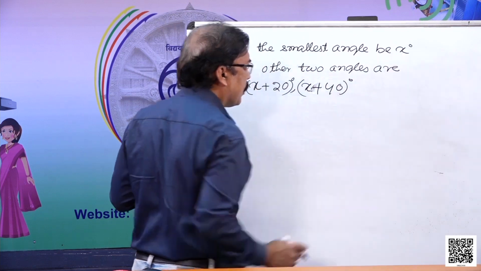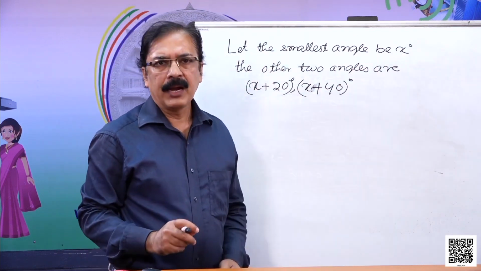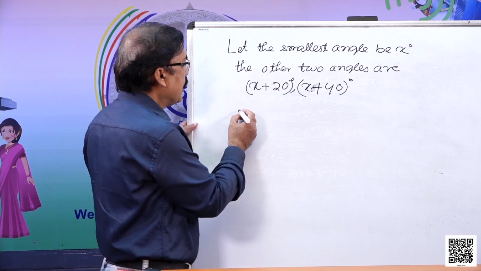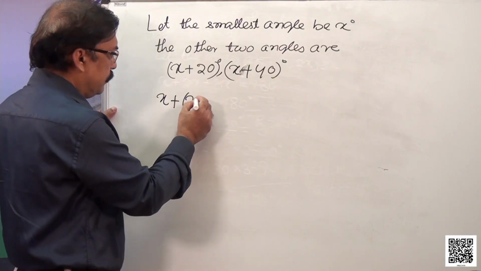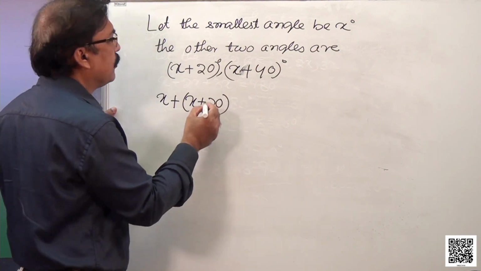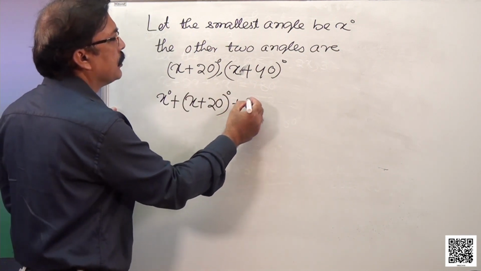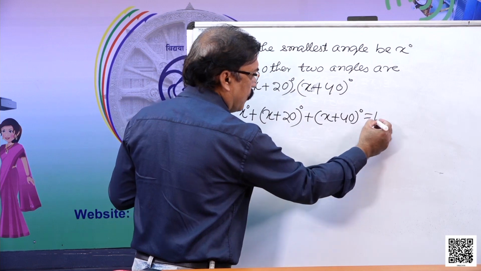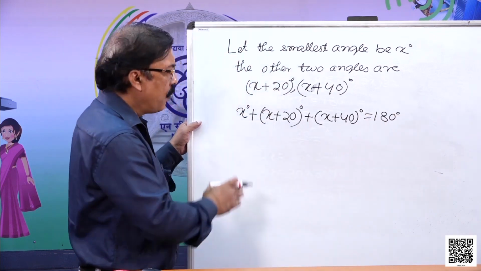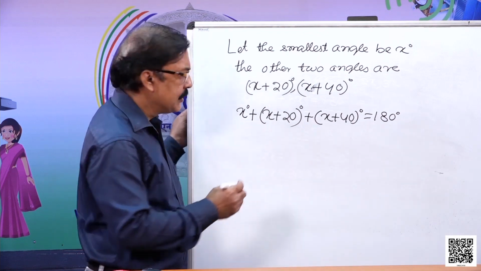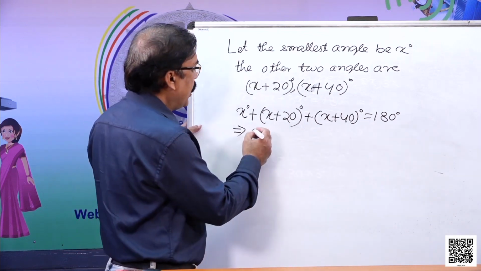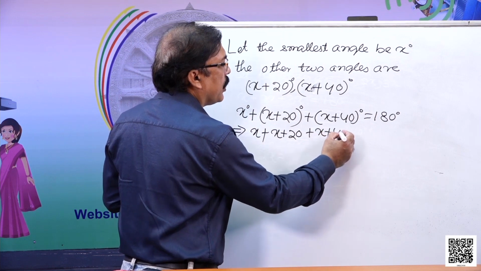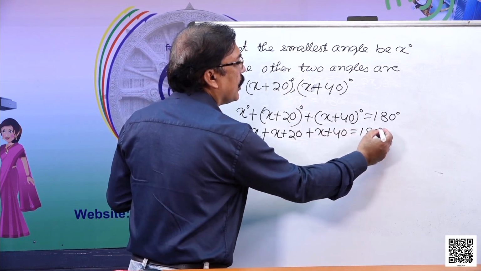Now you see these are the angles of a triangle. So sum of the angles is 180 degree. So we can write that x plus 20 degree plus x plus 40 degree is equal to 180 degree. Now we have an equation in x, so we can solve it. x plus 20 plus x plus 40 is equal to 180.